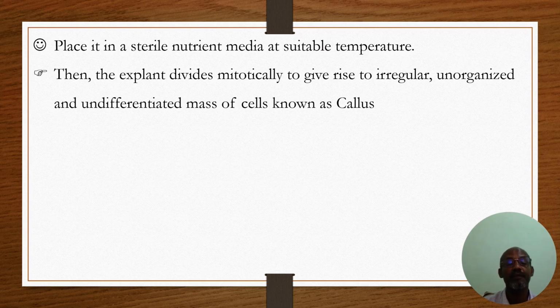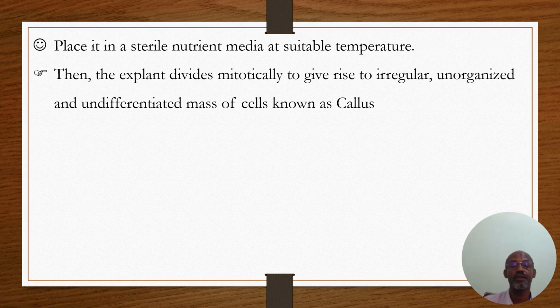Then the explant divides mitotically to give rise to an irregular, unorganized, and undifferentiated mass of cells known as callus. They call it callus. If you cut this callus into many parts, each cut piece will develop into another big mass, and each big mass will develop into a seedling if it is given appropriate growth factors, plant growth regulators. We put the sample tissue in a sterile nutrient medium at suitable temperature for cell division to be fast.